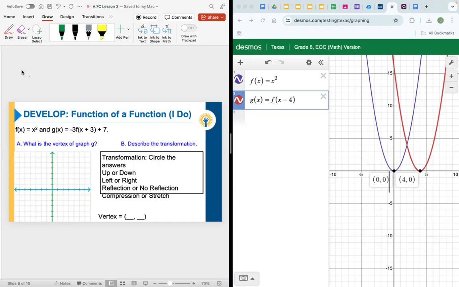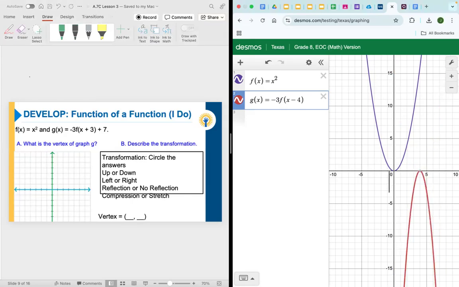I know you guys killed it on that last one. Let's look at this next example. We have f of x equals x squared, and g of x equals negative 3 f of x plus 3, plus 7. Of course, we write it exactly how they have it in our function.